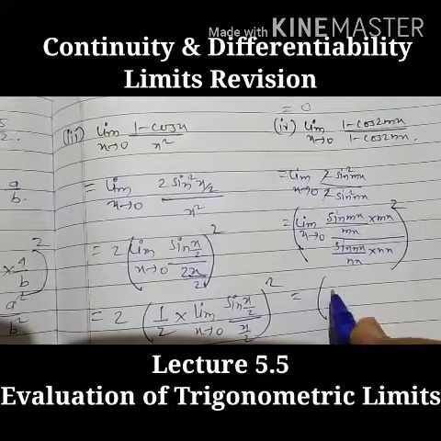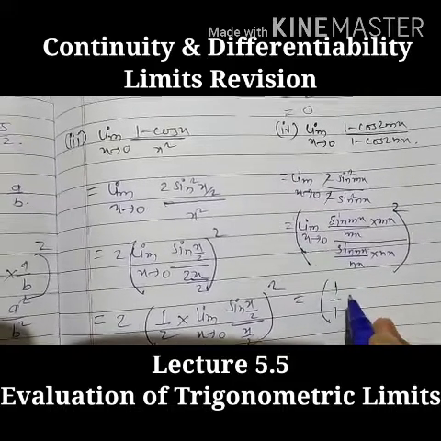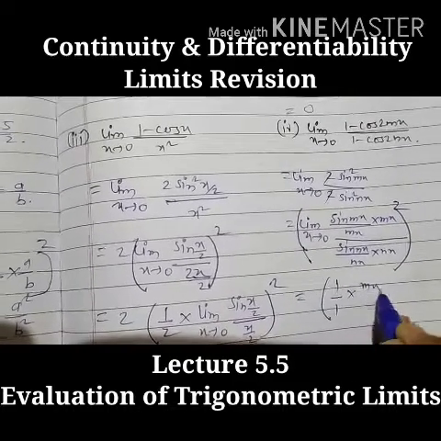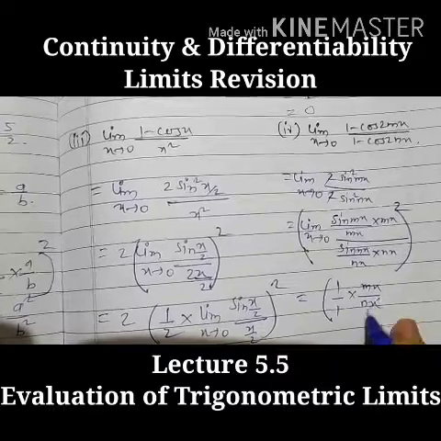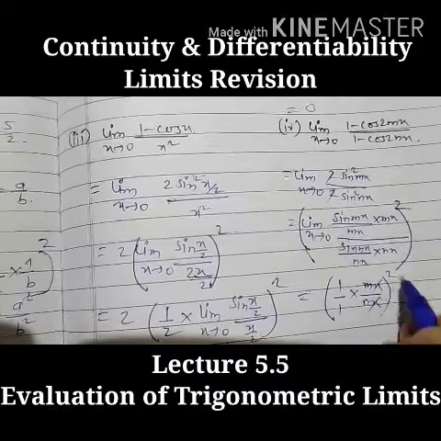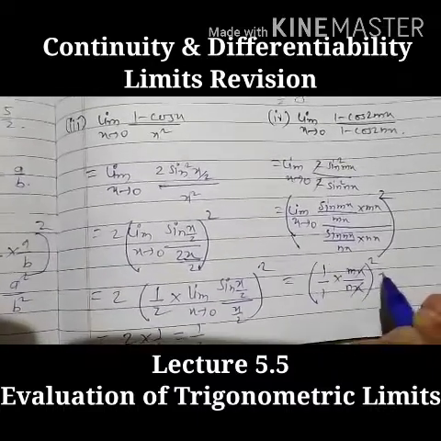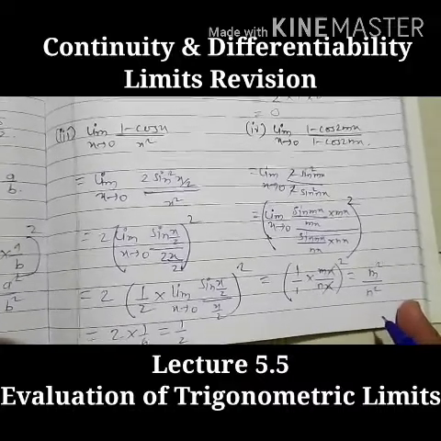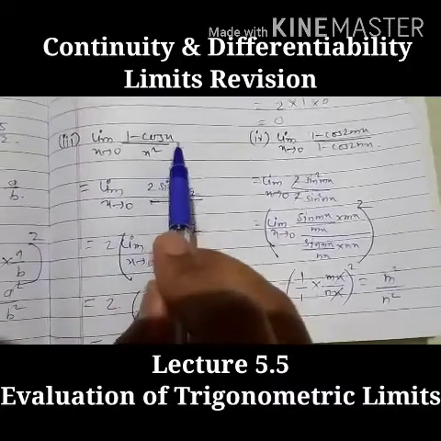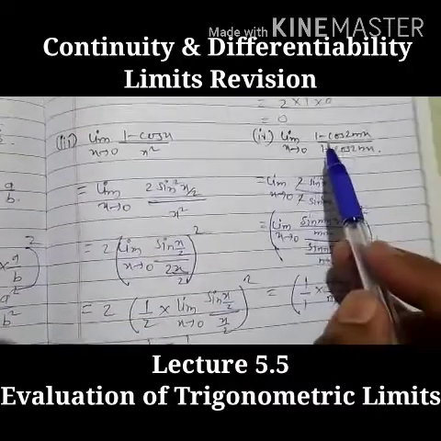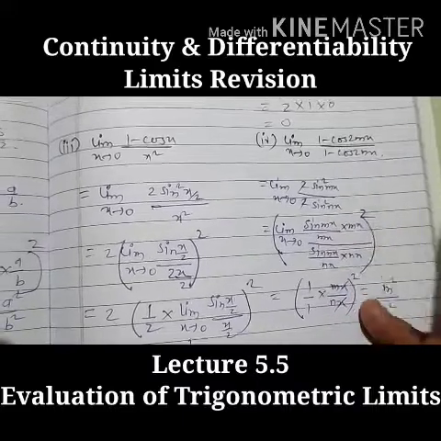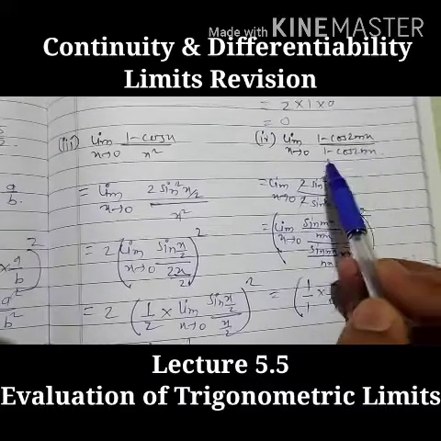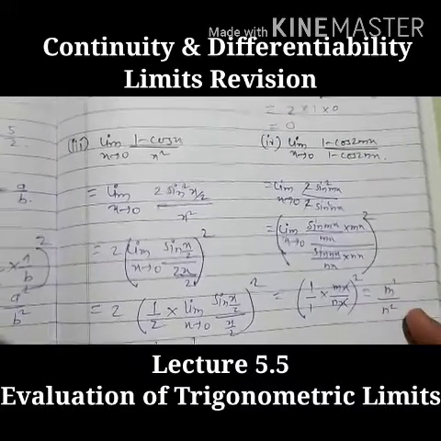So we can write this as 1 upon 1 into mx upon nx. Here also x will get cancelled and the bracket square will be there. So what are we getting? It is equal to m square upon n square. Understood, students? Here we have taken 1 minus cos x in the previous example, and here we have taken 1 minus cos 2mx upon 1 minus cos 2nx. Getting?